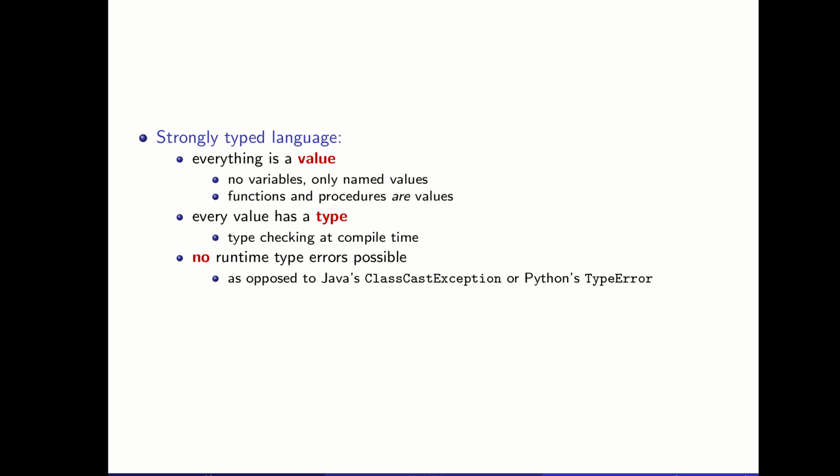Even functions and procedures that you type in are values. They're all treated as just values. You can even assign a function to multiple names, similar to variables. Every value then has a type. The type checking is done at compile time.